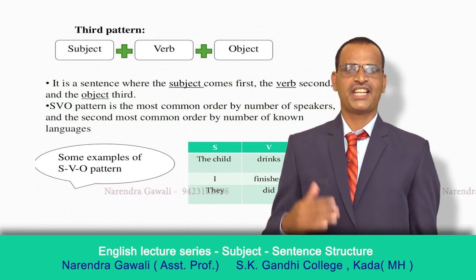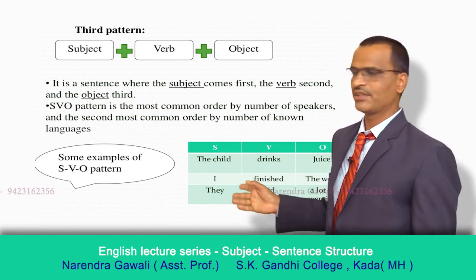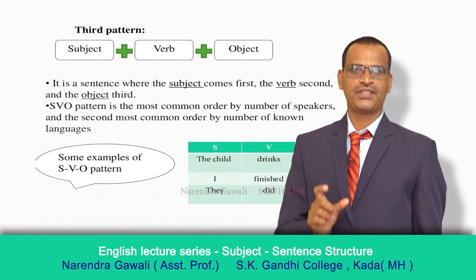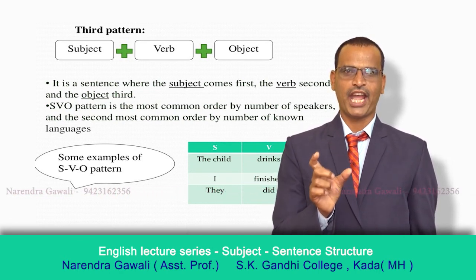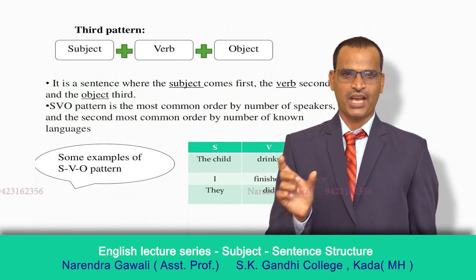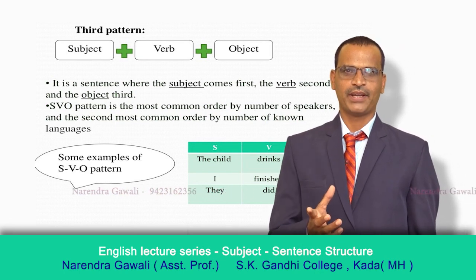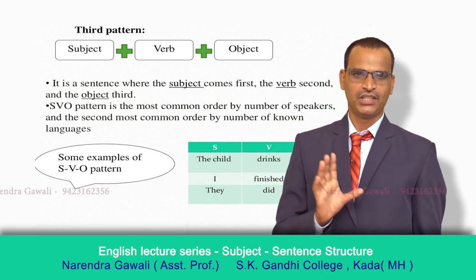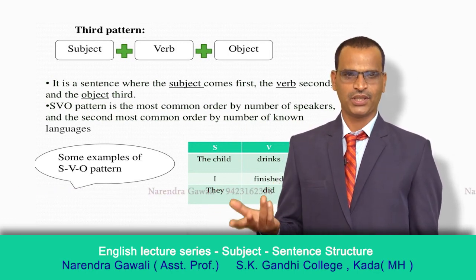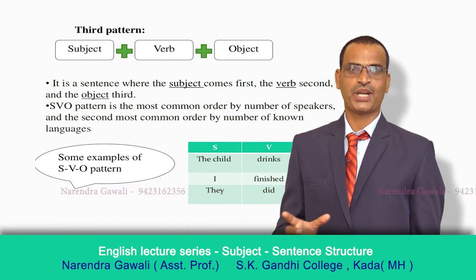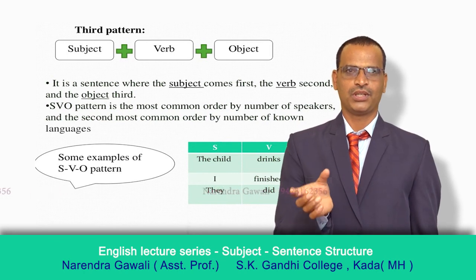So let us take some examples. The child drinks juice or milk, whatever it is. What is the subject here? The child. Drinks is the verb and juice is the object. I finished the work. I is the subject, finished is the verb, and the work is the object. We can transform this sentence into passive voice: the work is finished by me. Juice is drunk by me. So that's why it is called a transitive verb. It can be transformed into passive voice.